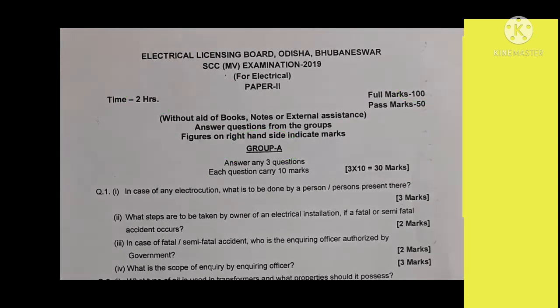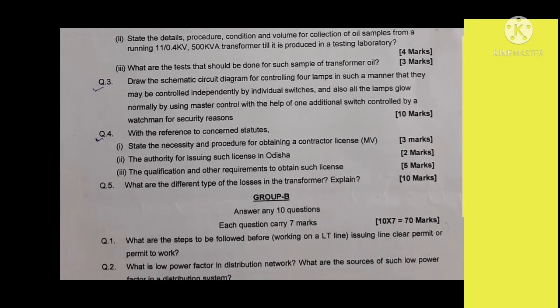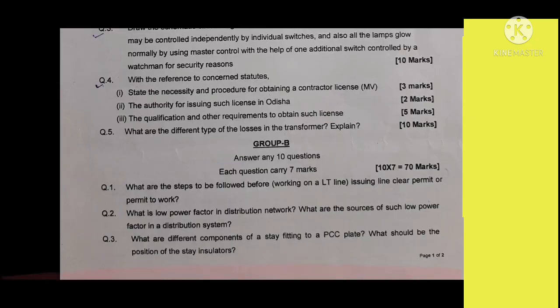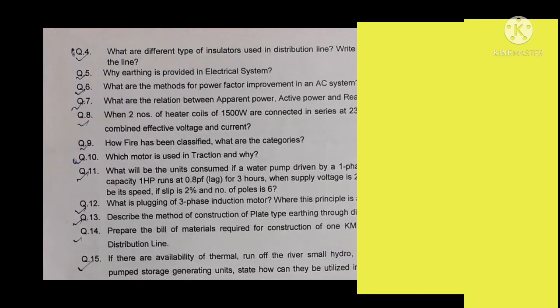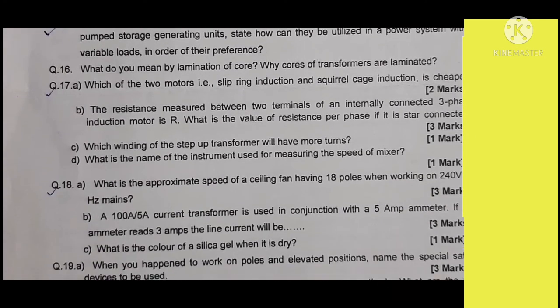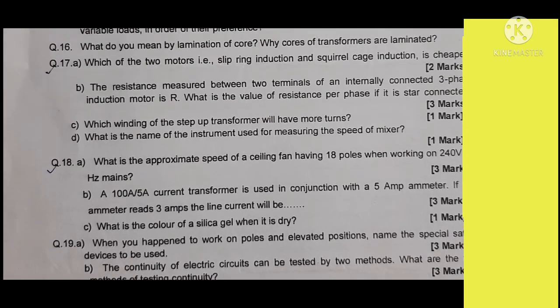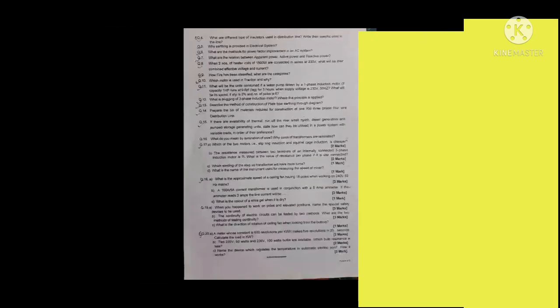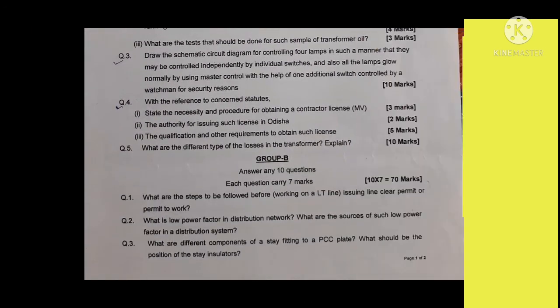Just see the questions, and if possible you can take a screenshot also. Now see the group B type questions, answer any 10 questions. There are almost 20 questions in total, and from these 20 questions you have to choose 10 questions.